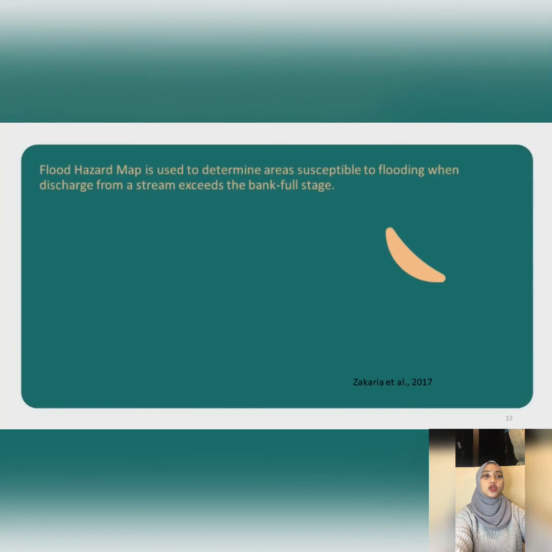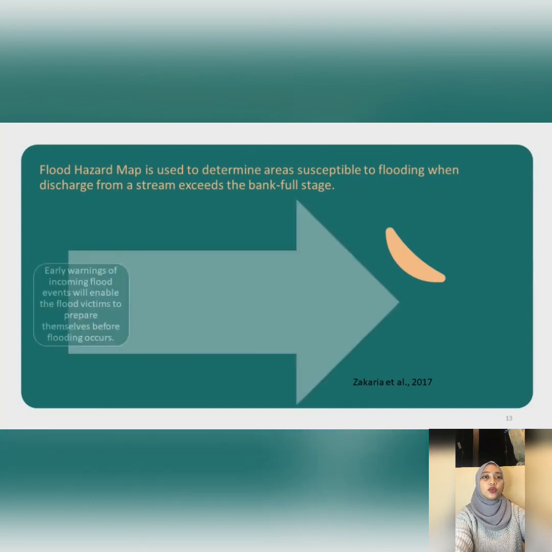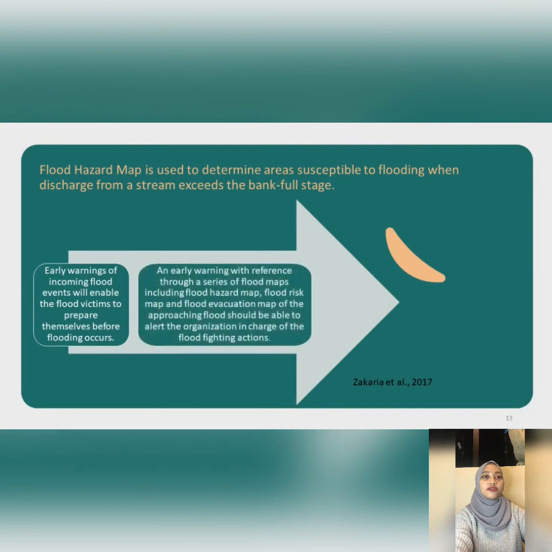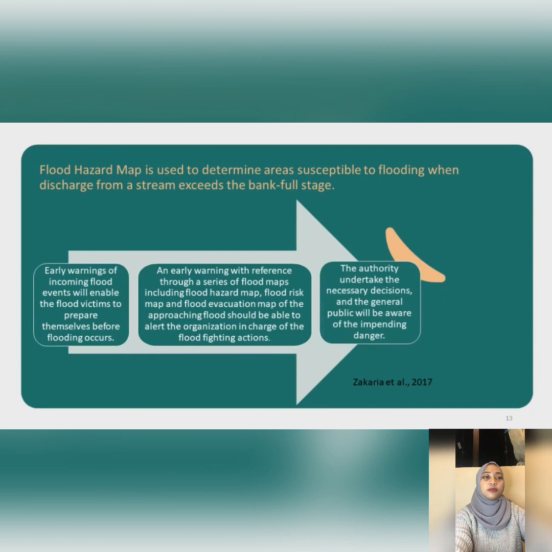Flood hazard map is used to determine areas susceptible to flooding when discharge from a stream exceeds the bank full stage. Early warning of incoming flood events will enable the flood victims to prepare themselves before flooding occurs. An early warning with reference to a series of flood maps, including flood hazard map, flood risk map, and flood evacuation map of the approaching flood should be able to alert the organization in charge of the flood fighting actions. The authority undertakes the necessary decisions and the general public will be aware of the impending danger.